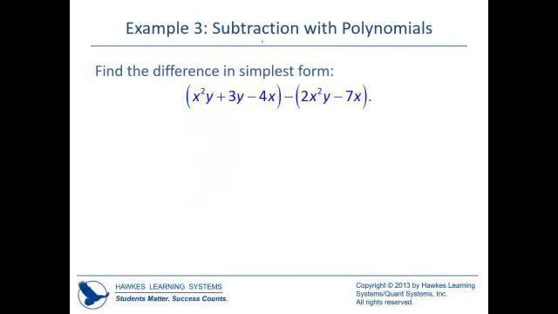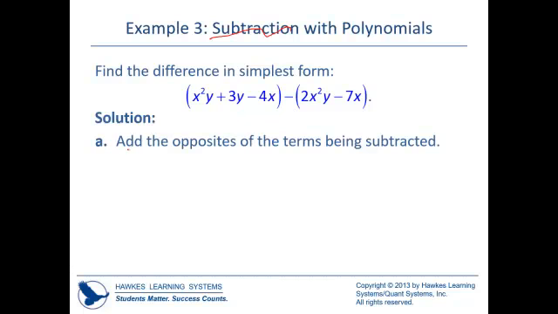Now, if we can add terms, we can sure subtract. So how do we subtract polynomials? Well, very simple. We basically combine like terms. And so we've got x squared y plus 3y minus 4x minus 2x squared minus 2x squared y minus 7x. Now, I'm not going to highlight this right here because they show you two ways. And I want to go over them with you.